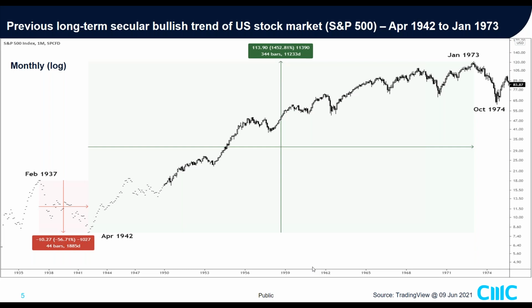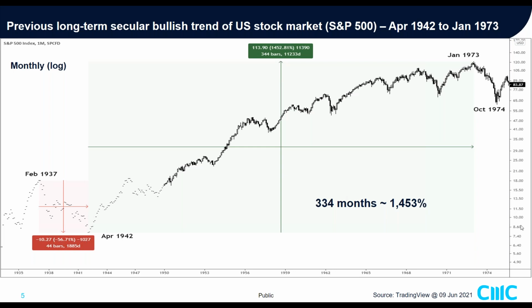So, previous long-term secular bullish trends. When we talk about long-term secular bullish trends, it is years, not weeks or days. We're talking about a very long-term trend. So the first one, based on the data that I have, is April 1942 to January 1973. It took shape over about 334 months, and it has a return of 1,453%, measured high to low.